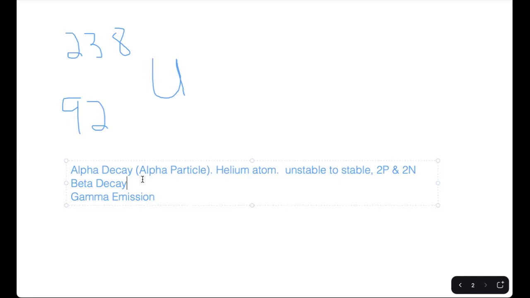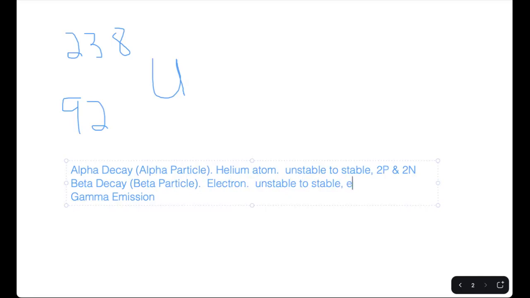Then we have another thing that can happen when something is unstable and trying to become stable: it's going to end up releasing a beta particle. If we remember, a beta particle is basically just an electron. Again, we're trying to take something unstable and turn it into something more stable. A beta particle is just a negative electron.